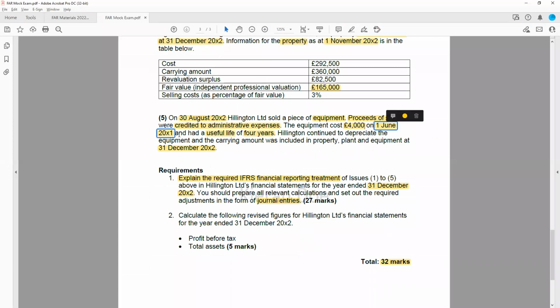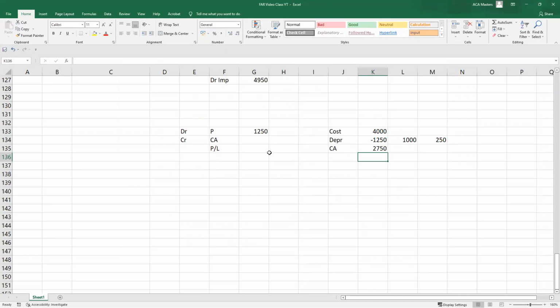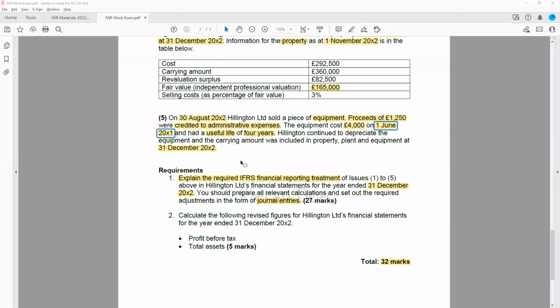They had the asset from this date, presumably when it was ready for use. Therefore they would have depreciated it for 1 year plus June X2, July X2, and August X2, minus a day, but always round it to the nearest month. So you've got the proceeds minus the carrying amount, and you can see they'll end up with a loss on disposal, and that would be recorded in the P&L.